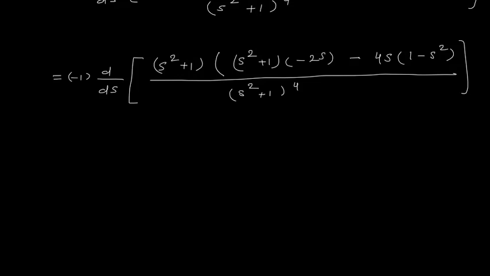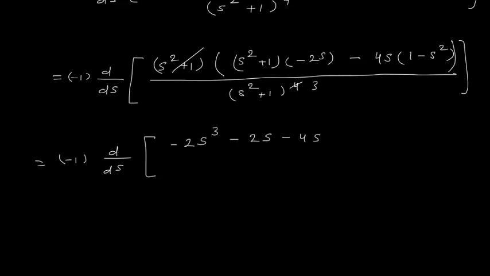Now this s square plus 1 I will cancel, here I will get power 3. So this is minus 1 d by ds. Now you open this bracket, here it is minus 2s cube, then here it is minus 2s, then here it is minus 4s, then here it is plus 4s cube, whole divided by s square plus 1 the whole cube.